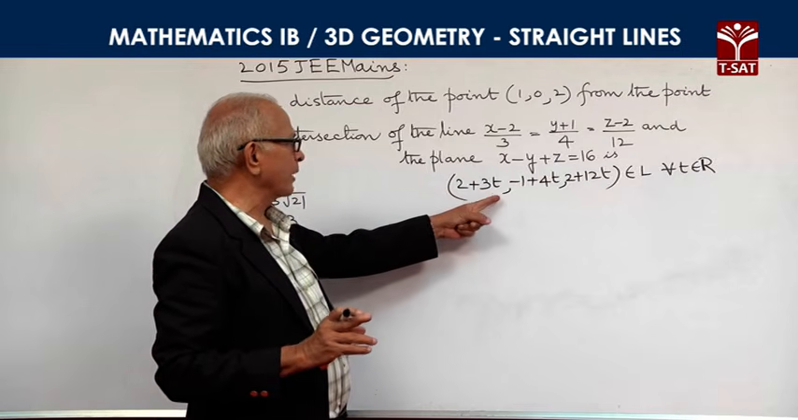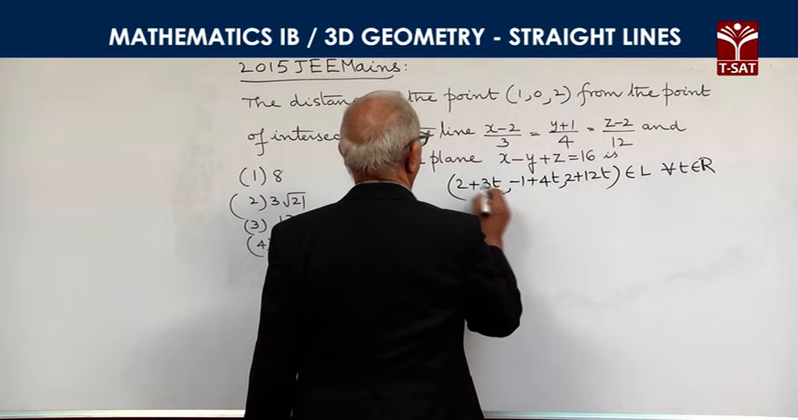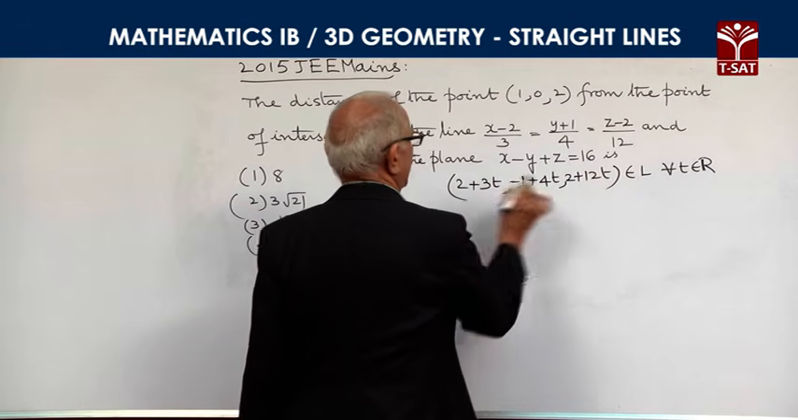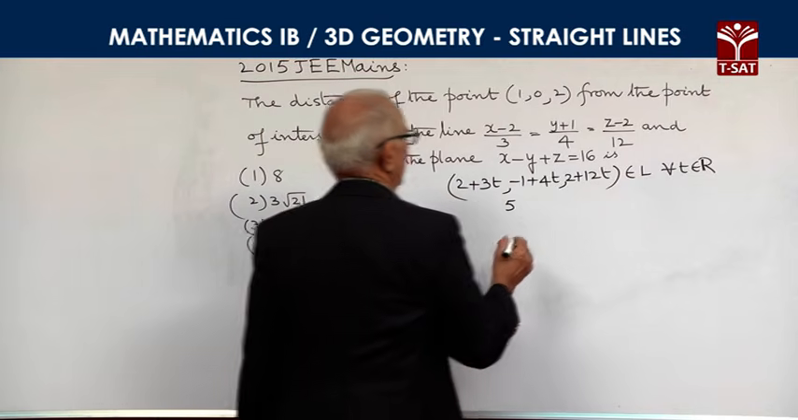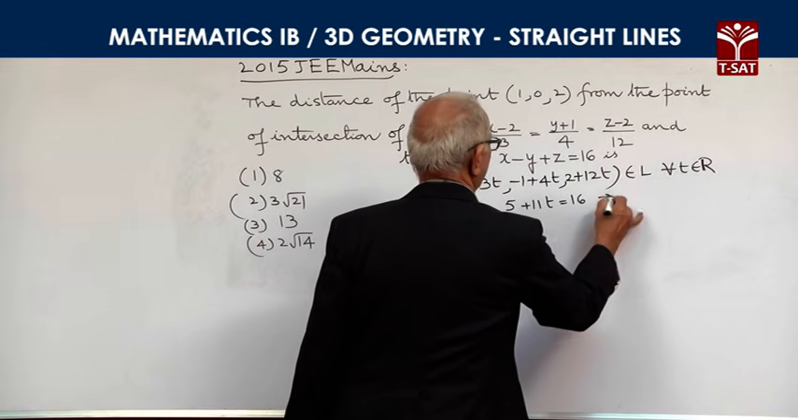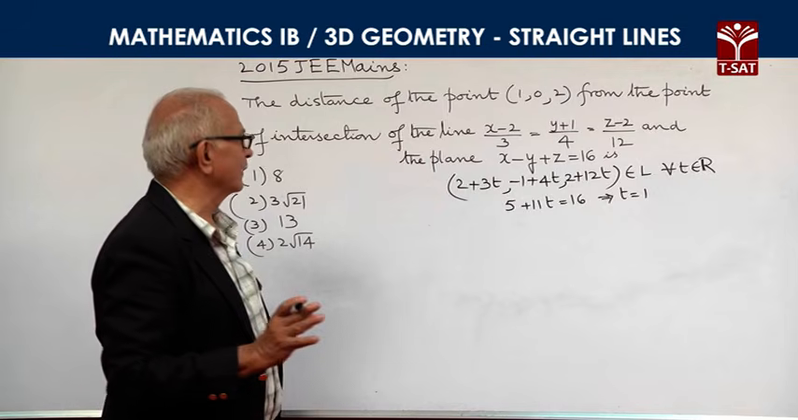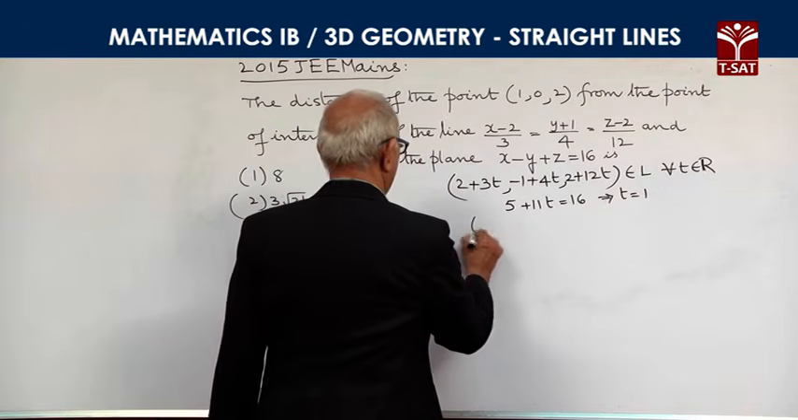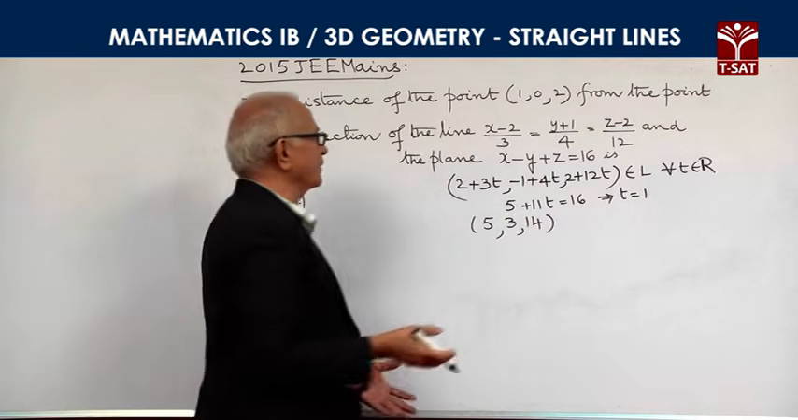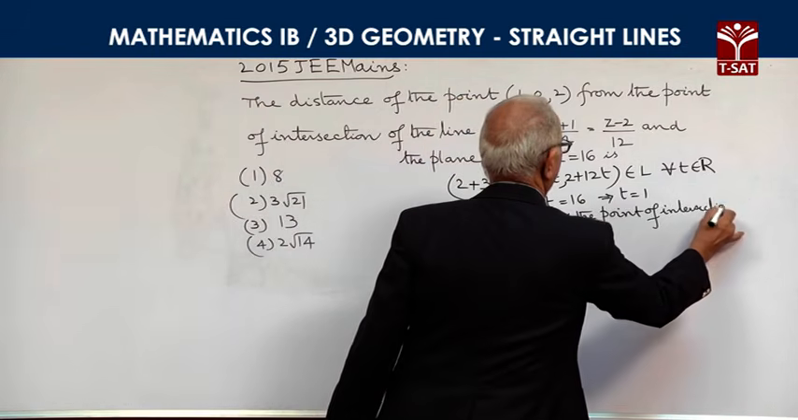See for what value of the parameter t this is also a point on the plane. So x minus y plus z: 2 minus (-1) plus 1, 3 plus 2, 5, plus 3t minus 4t minus t plus 11t is equal to 16. This gives you t equal to 1. Follow? So t value 1 వచ్చింది. అంచేత what is the point of intersection? (5, 3, 14). That is the point of intersection of the line and the plane.